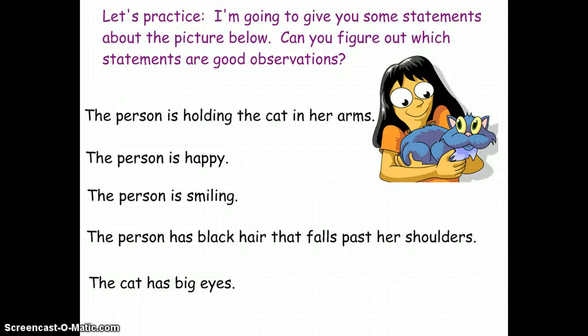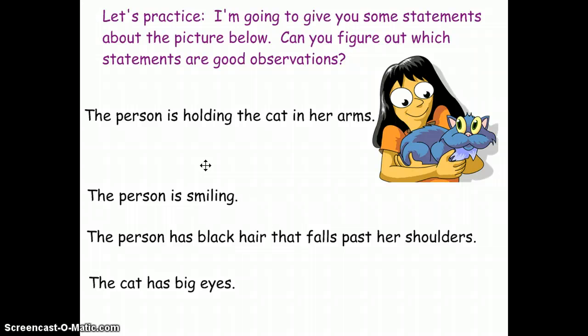The person is happy. That observation isn't factual. I don't really know if the person's happy. That's more of an opinion or an inference. I do know the person is smiling, and that makes me think they're happy, but I wouldn't know unless I could talk to the person, and since it's a picture, I can't. So the person is happy would not be an observation I'd want to make.